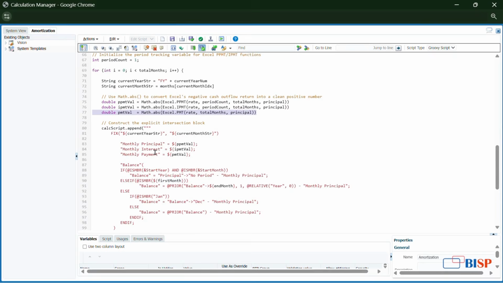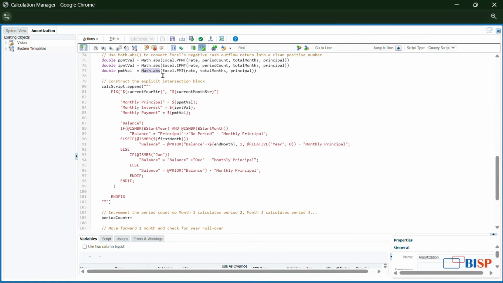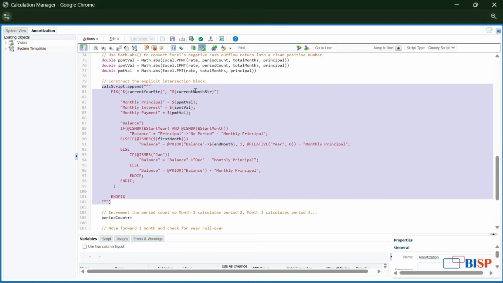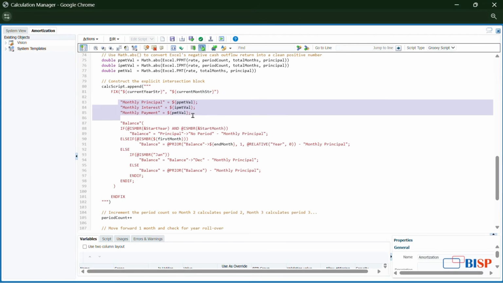Now, Excel financial functions return loan payments as negative cash outflow. For reporting purposes, we convert them into positive values using MATLAB, math.abs. For every period, the rule dynamically creates a fixed statement. This ensures calculations are returned to the correct month and fiscal year. The calculated values are then stored in their corresponding accounts.